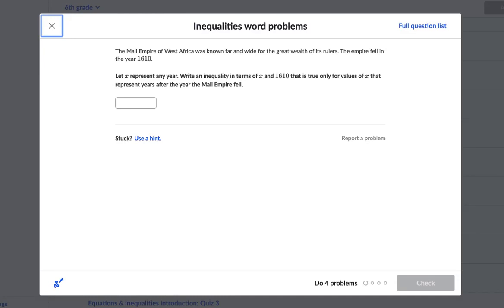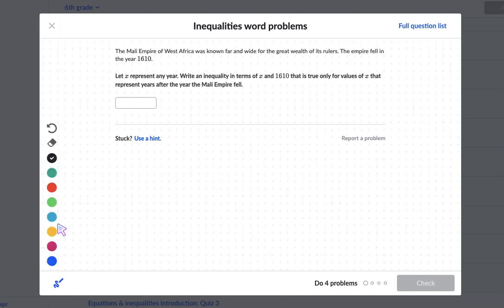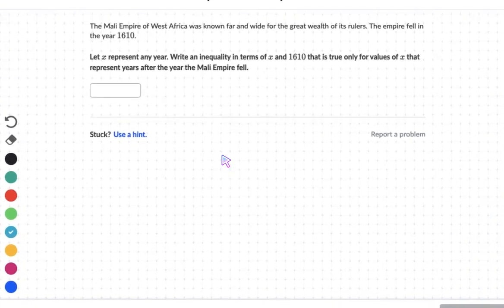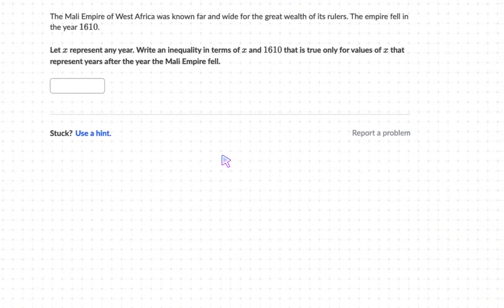Okay, so let's take a look at some inequality word problems. This problem tells us that the Mali Empire of West Africa was known far and wide for the great wealth of its rulers. The empire fell in the year 1610. Let x represent any year and write an inequality in terms of x and 1610 that is true only for the values of x that represent years after the year the Mali Empire fell.